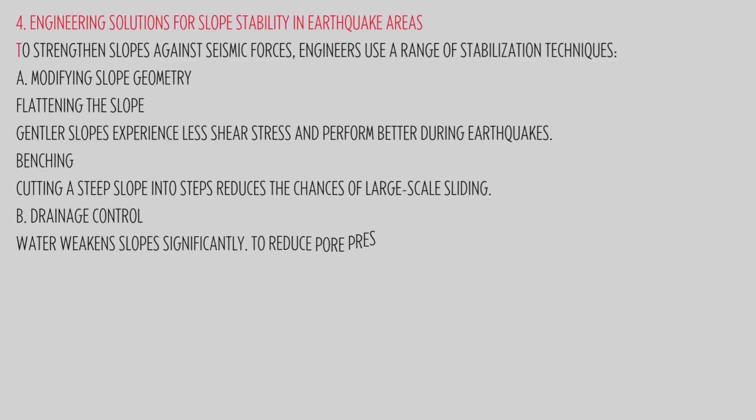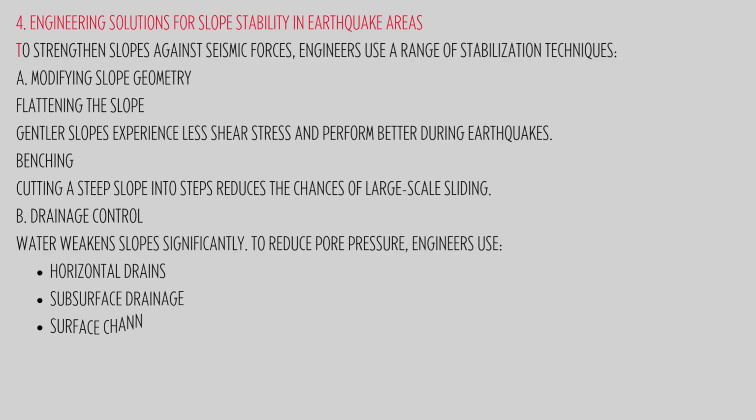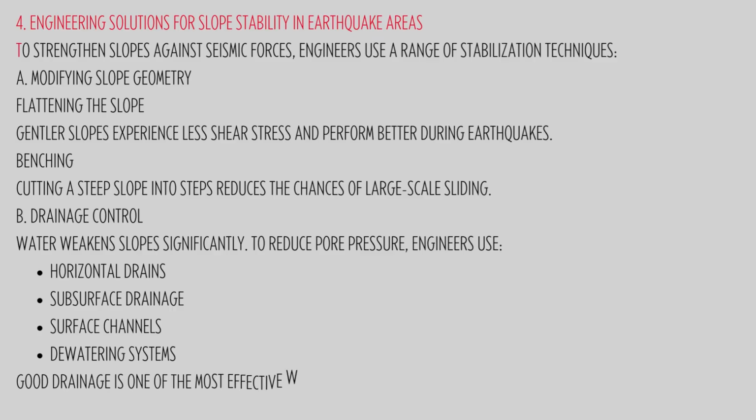B. Drainage control. Water weakens slopes significantly. To reduce pore pressure, engineers use horizontal drains, subsurface drainage, surface channels, and dewatering systems. Good drainage is one of the most effective ways to improve seismic stability.